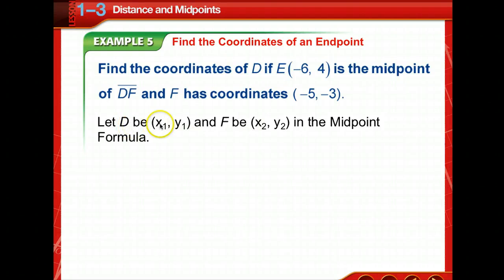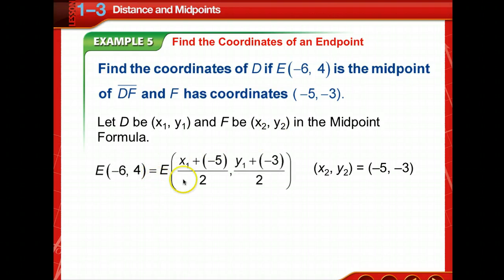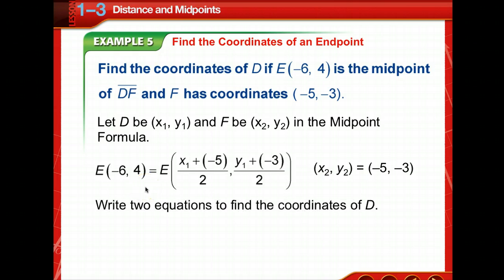So if we let D be point 1 and F be point 2 in this midpoint formula, see how we're missing point 1? We're trying to find out what point 1 is. But we know what E is. This is the x value. This one, 4, is the y value. So we're going to do two equations, one so that we can find out what the x value is, and one so that we can find out what this y value is.